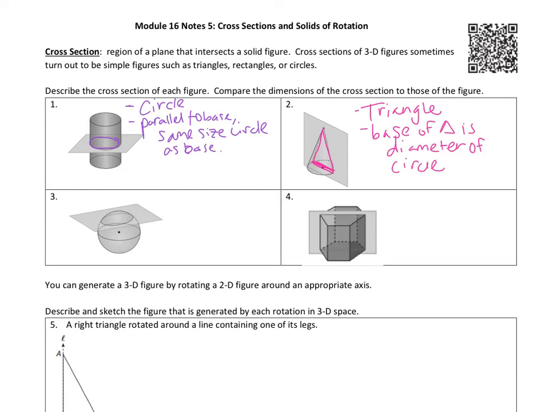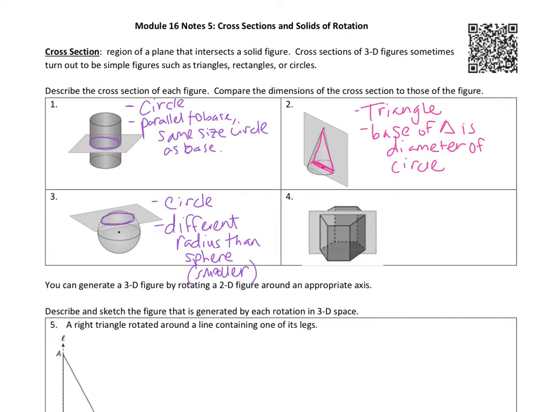Now for number 3, we have a sphere to begin with, and our slice is not going through the center of the sphere, so that means that we still have a circle for what is created, but the circle has a different size radius than the sphere because it's not through the center, so it's not going to be the same distance all the way across.